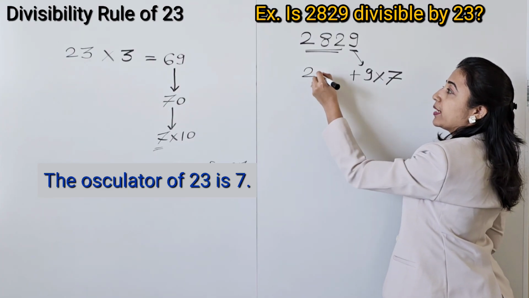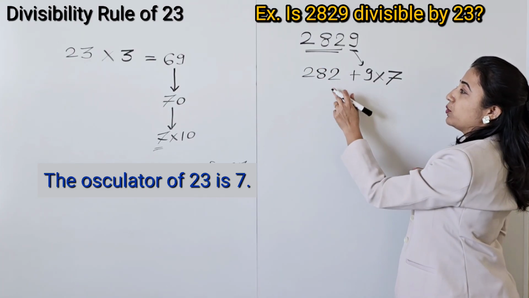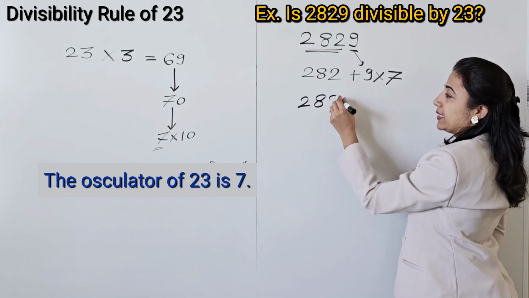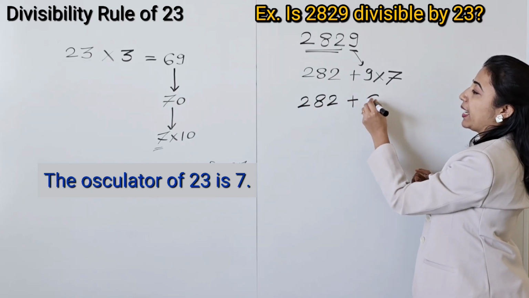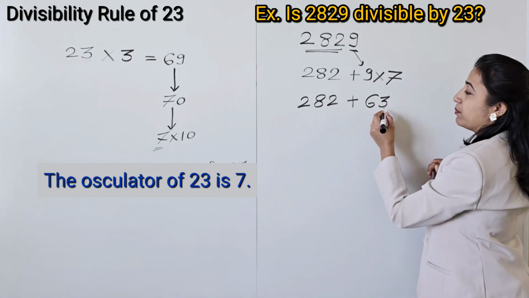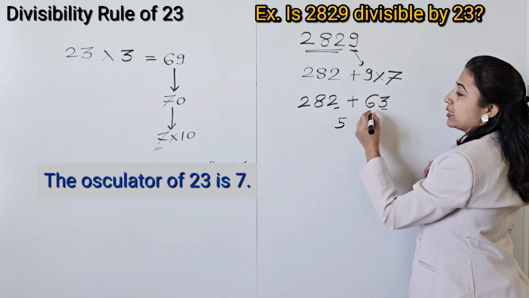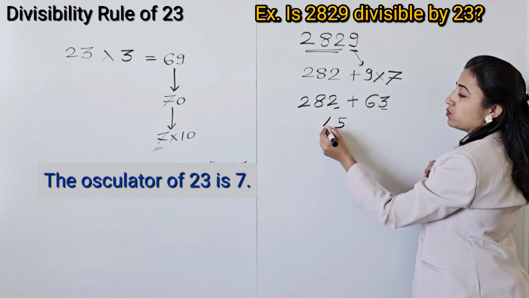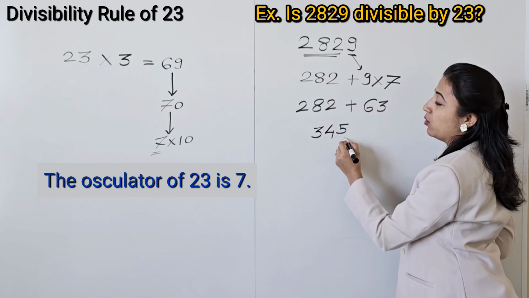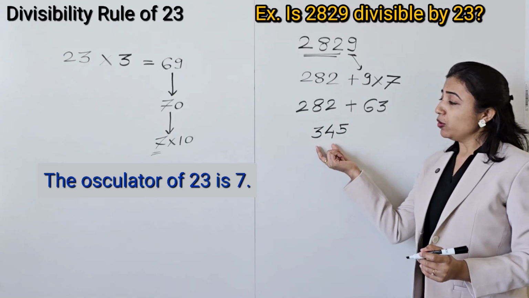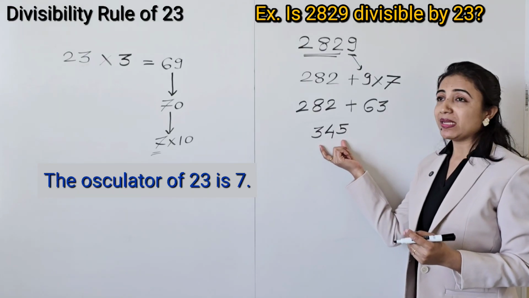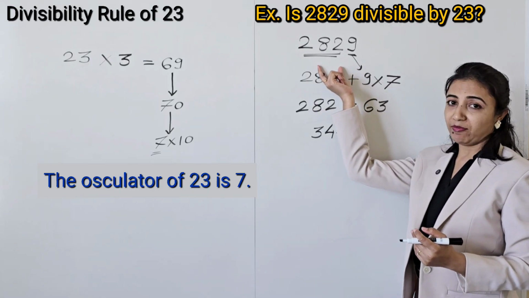So 282 we have to add to this product. So here 282 as it is, and the product of 7 into 9 is 63. Take the addition of these numbers. It is very simple. 2 plus 3 is 5. 6 plus 8 is 14. Carry 1. 1 plus this 2 is 3. So we get 345. If you know whether this number is divisible by 23 or not, then on that basis you can conclude for the original number.